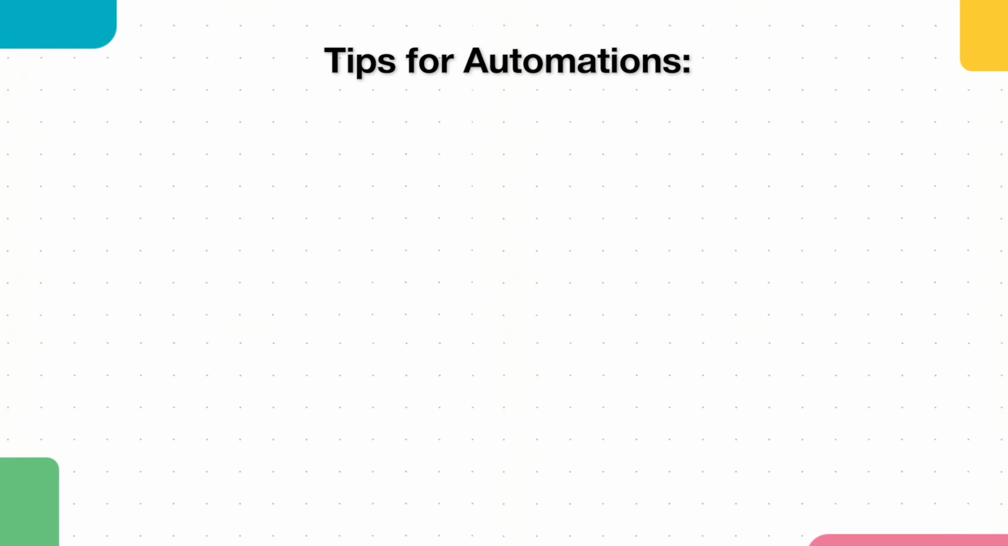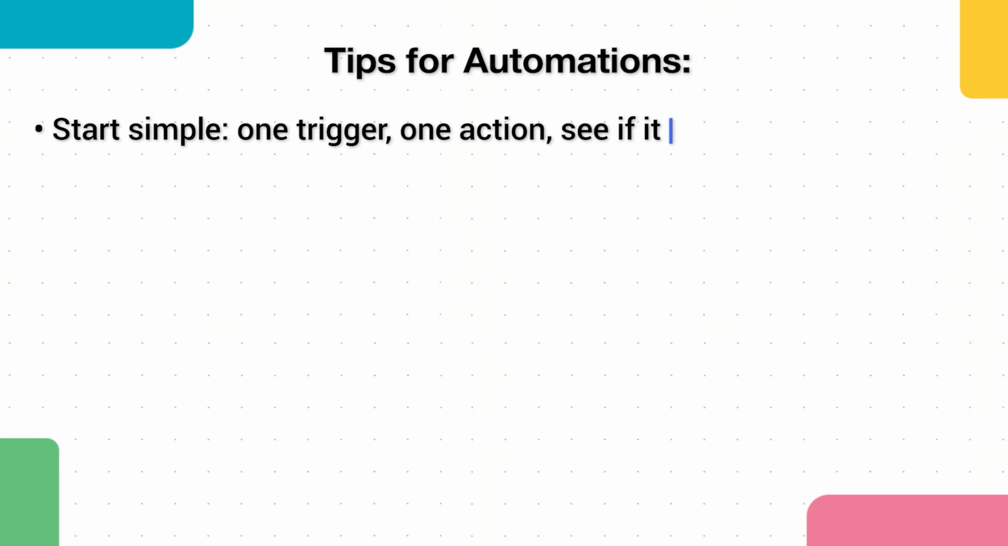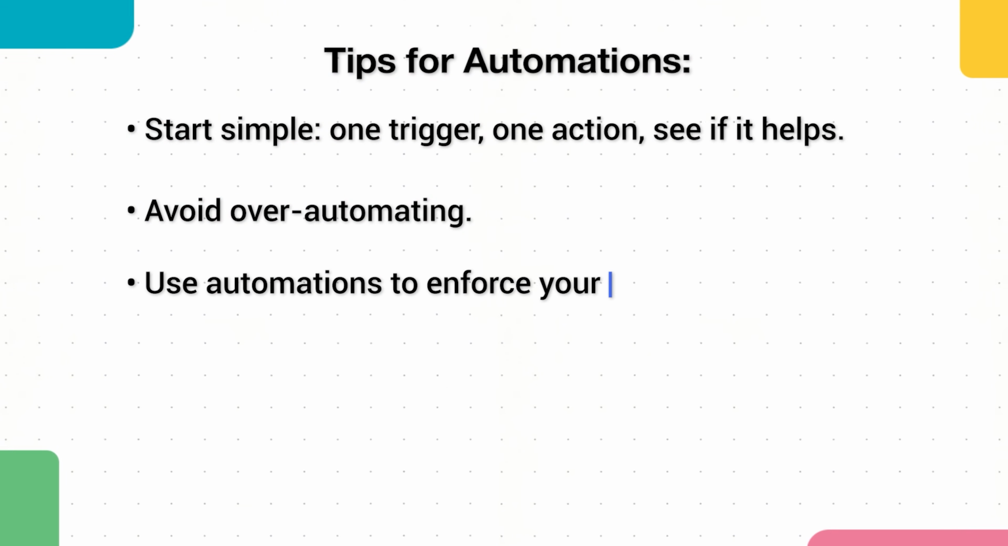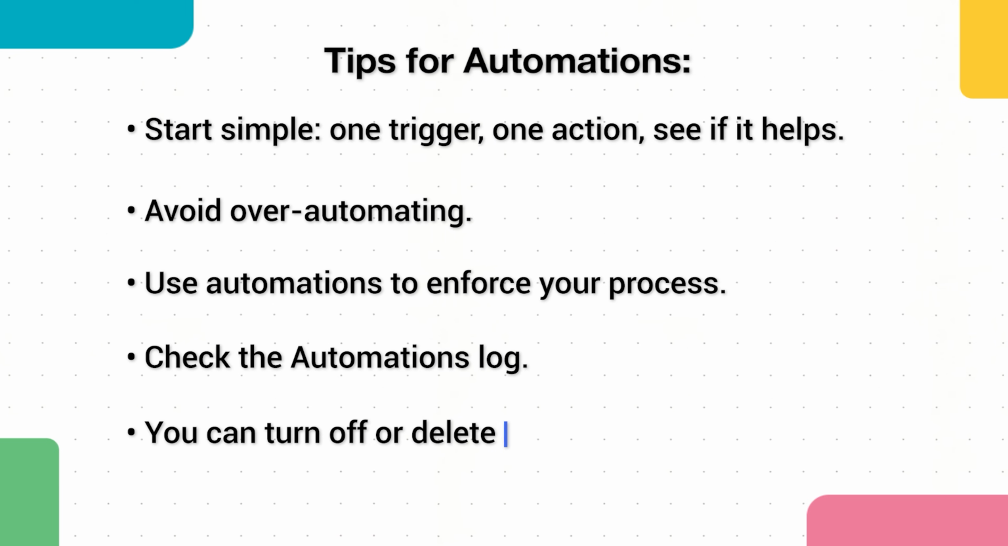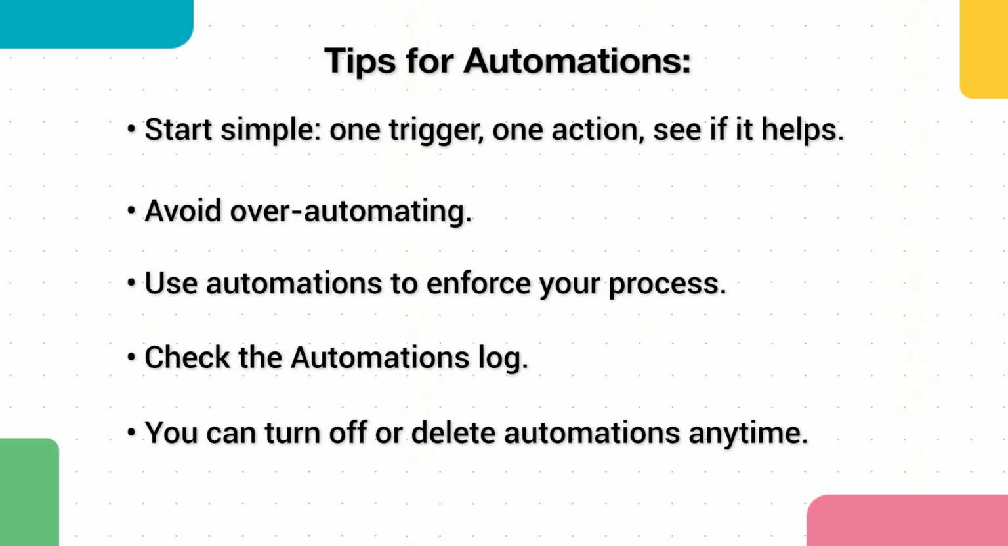Tips for automations. Start simple. One trigger, one action, see if it helps. Avoid over-automating. Don't create so many rules that you forget what's automated. It can confuse the team if tasks jump around unexpectedly. Use automations to enforce your process. Check the automations log. You can turn off or delete automations anytime. With automations handling some grunt work, you free up time and reduce human error. It feels great when a task moves and things happen magically.